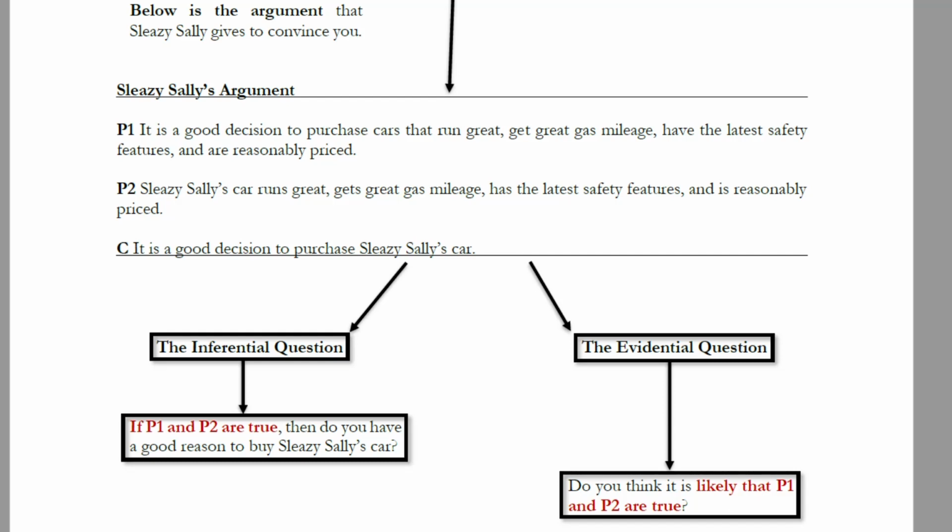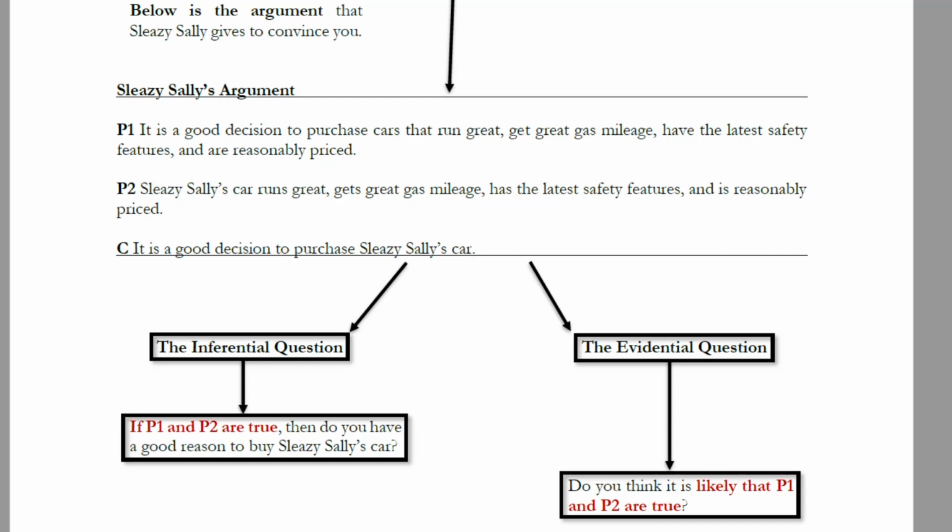So then, what about P2? The second premise tells us that Sleazy Sally's car has all these desirable characteristics. Now, given the picture shown previously, I personally would find this very hard to believe. Not only do I think that Sleazy Sally's car doesn't run great, I have serious doubts about whether it runs at all. Is the car reasonably priced?